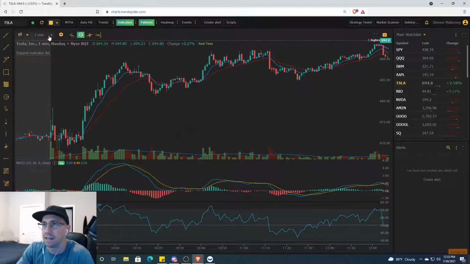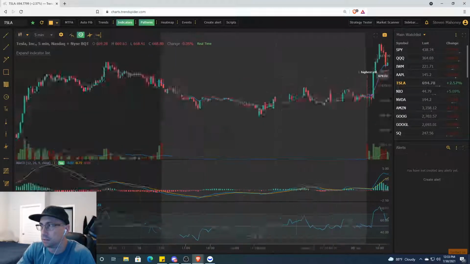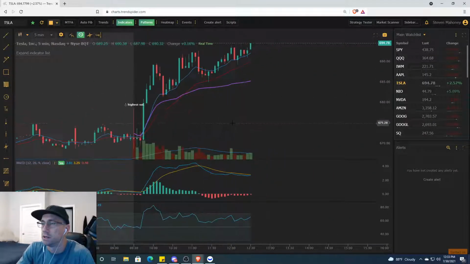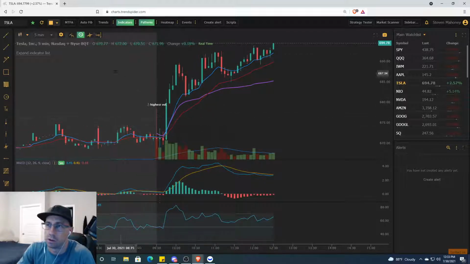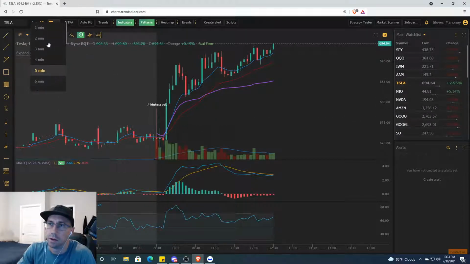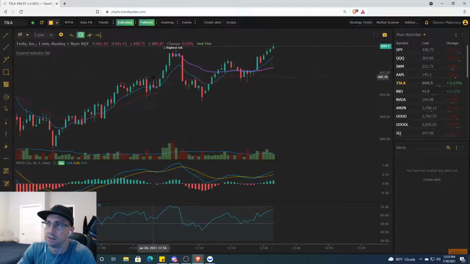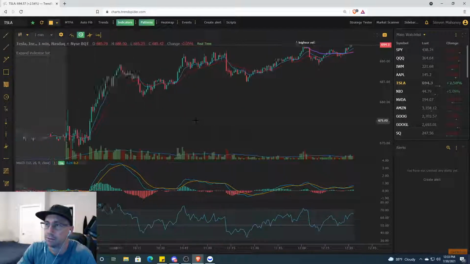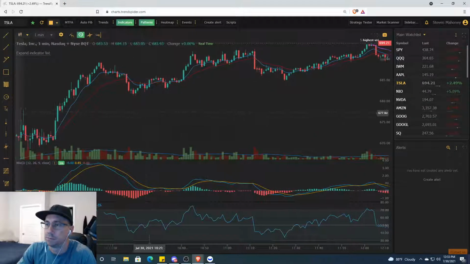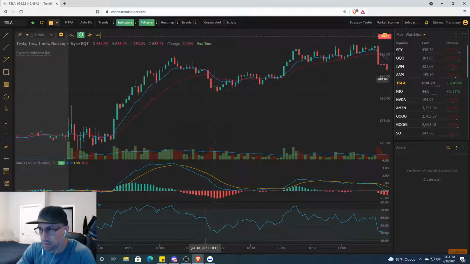I do my entry and exit on the 1 minute, and then my confirmations on the 5 minute. So I look at the 5 minute for a confirmation for going long. I could see on the 1 minute for Tesla, a little bit confusing now for you all, but on Tesla, let me zoom in.